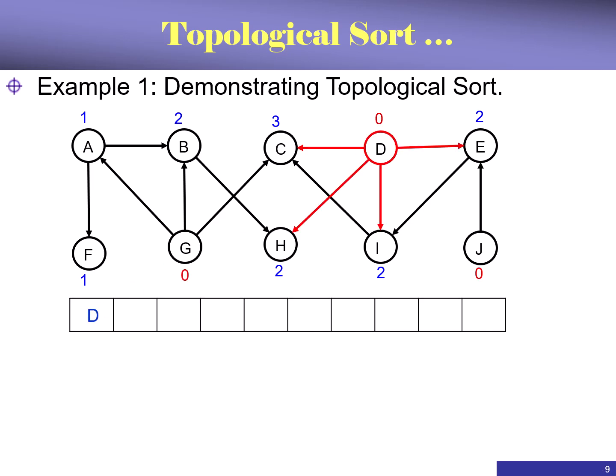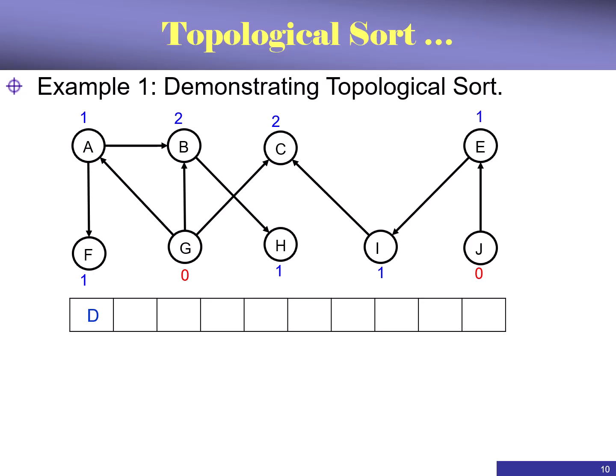And the algorithm says after you add that vertex to the sorted list, you remove it from the graph. Remove also the outgoing edges. Can you see? It's all highlighted in red color. Remove that also. Now you need to recalculate the in-degree of the remaining vertices, because you removed the edges.